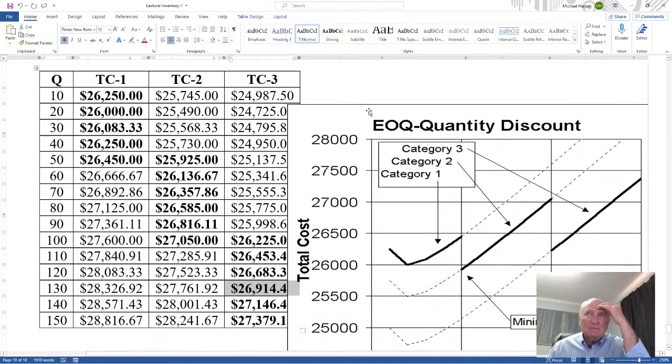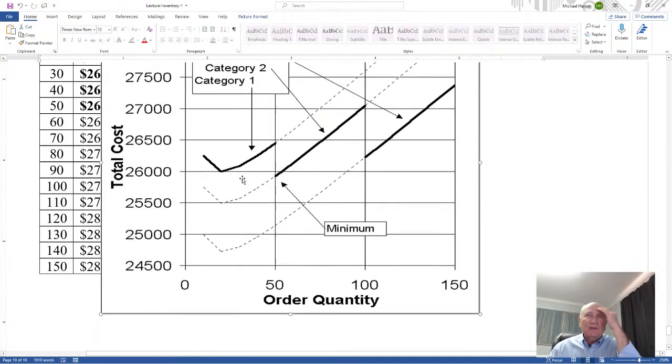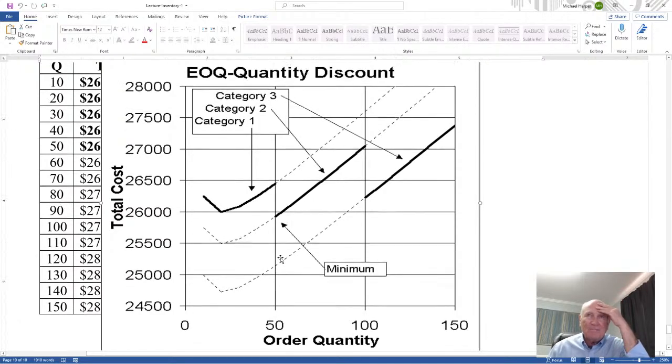Okay, let's bring this back. So notice I bold category 1 cost curve, category 2 cost curve, category 3 cost curve. So my order quantity, if it's between 0 and 50, that's my cost curve. 50, 100, that's my cost curve. More than 100, that's my cost curve. So which one's a minimum? Well, the minimum value of all of my costs is going to be right there, which is 50, and that's why it works. Okay?